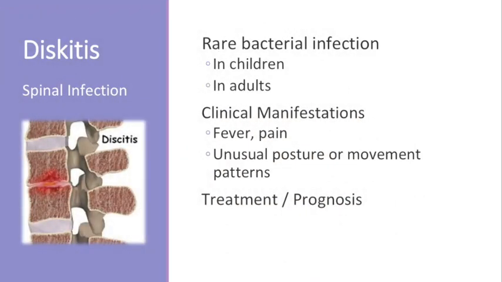Discitis. In children, the origin may be traumatic or spread through bacterial infection through the bloodstream, like an upper respiratory infection. In adults, the disc has virtually no vascular supply, which makes it difficult to fight off the infection. Adults usually acquire discitis post a discectomy surgery.